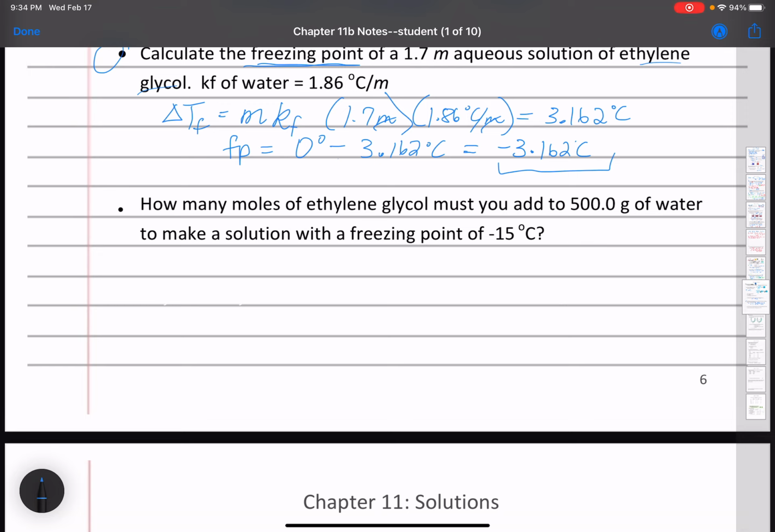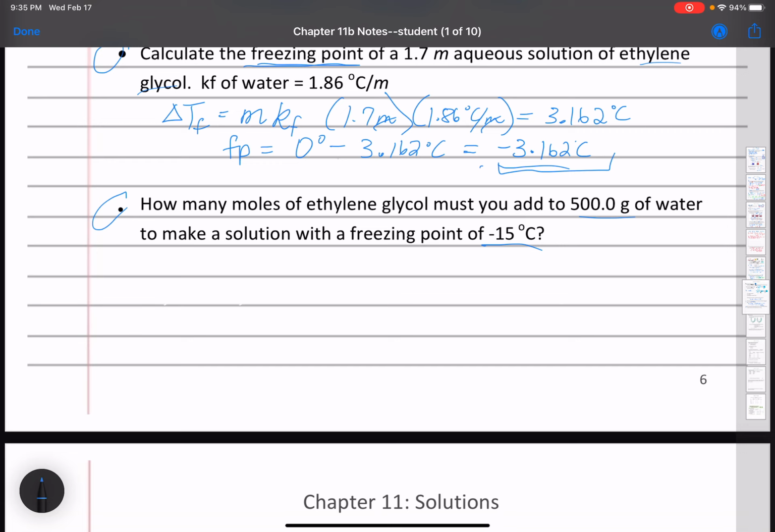In New York, in the winter, we need to add a little more ethylene glycol than this, a little higher than a 1.7 molal solution. This problem here is a little bit next level. How many moles of ethylene glycol must you add to 500 grams of water to make a solution with a freezing point of negative 15 degrees Celsius? A little more appropriate maybe for the area.